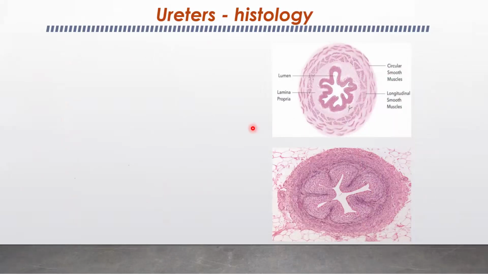And then let's talk about the histology of the ureters. This one is important. So remember, just like any other tube, it will have a mucosal layer. And then this mucosal layer will be containing a transitional epithelium. And this transitional epithelium will be stratified. It will have stratification. So mucosa having transitional epithelium, and then it will also have a lamina propria.